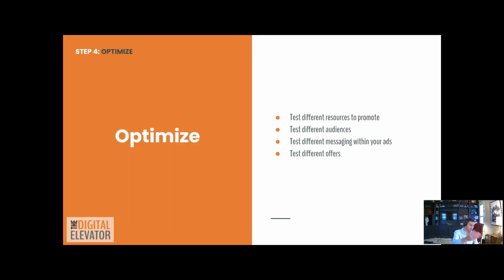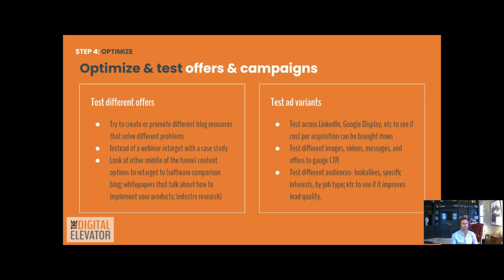So the final stage, of course, you're going to hear this from a marketing agency, is to optimize. So we're going to be testing resources, audiences, messaging, offers, etc. So by testing different offers, what we mean is that you're going to try to create or promote different blog resources that solve different problems. Maybe the initial blog that you created wasn't really the problem solver that you thought it might be. So maybe you're going to create something else, or maybe go after a different segment, different audience, different buyer persona with a different blog, right?